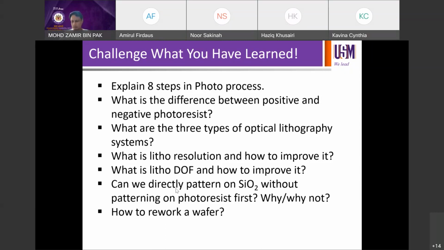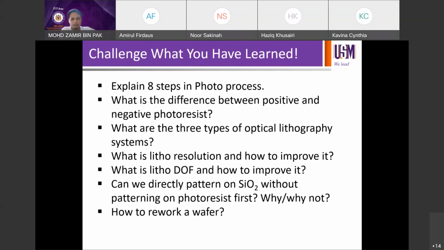Post exposure, and then after that, develop. Then there is hard bake. After hard bake, the final step is visual inspection. So those are the 8 steps, and make sure you can explain the details of each process. Right, go to the second question.